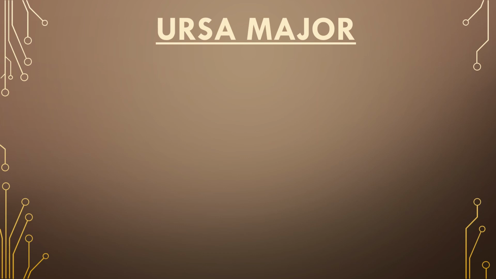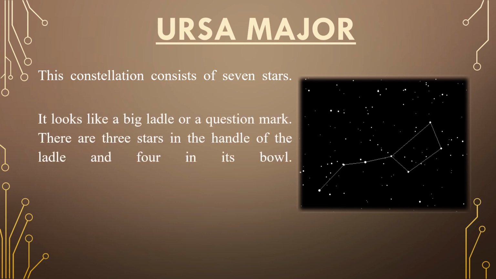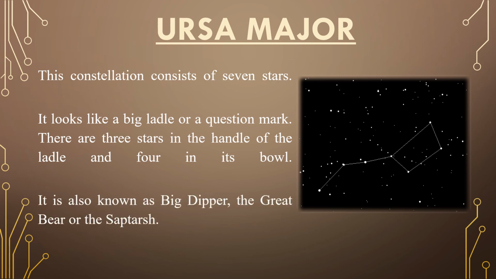Let's discuss a few of the constellations. Number 1, Ursa Major. I am quite sure that you have seen this pattern in the sky during night. According to Hindu mythology, it is called Saptarishi. This constellation consists of 7 stars. It looks like a big ladle or a question mark. There are 3 stars in the handle of the ladle and 4 in its bowl. It is also known as the Big Dipper, the Great Bear, or as I told you, Saptarishi.